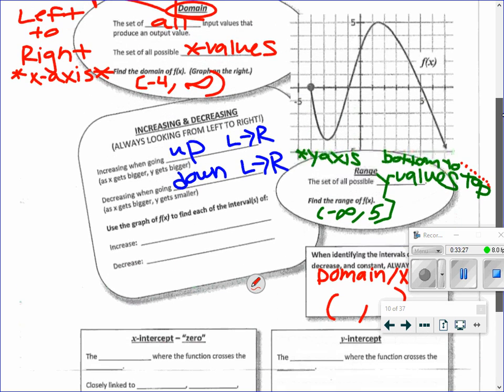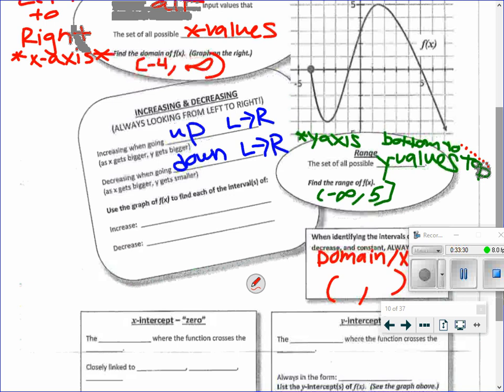Then let's look at our example here. If it helps while you're first starting out, you can use a highlighter or a different color pencil to highlight where you're increasing and decreasing. So let's do increasing in red.